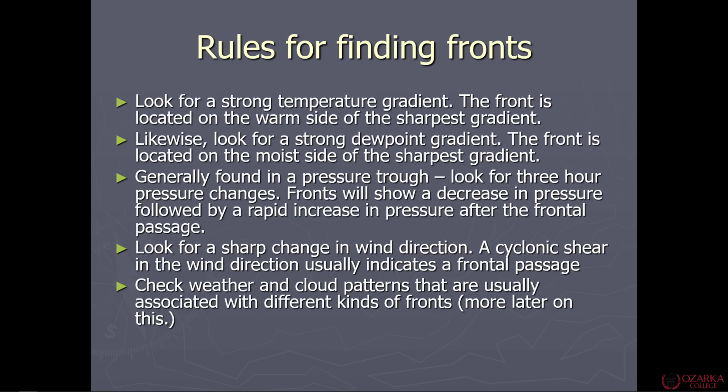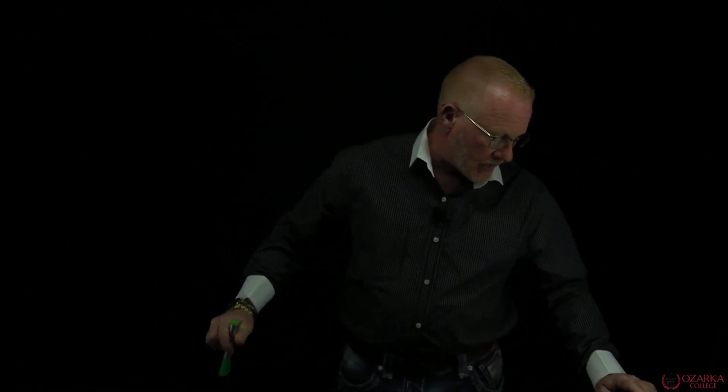Look for a sharp change in wind direction. A cyclonic shear in wind direction usually indicates a frontal passage. Check weather and cloud patterns that are usually associated with different kinds of fronts. We'll talk more later on this. But I want to cover something real quick. All right, so let me put this back up just for a second.